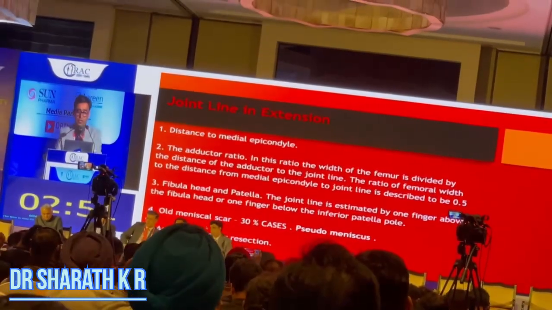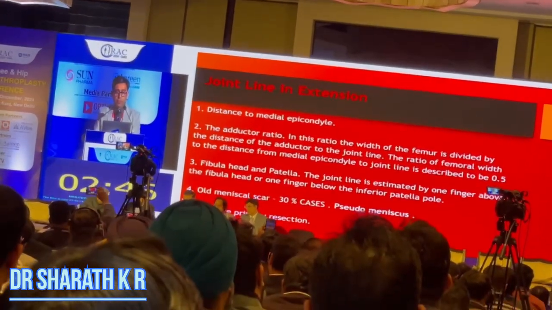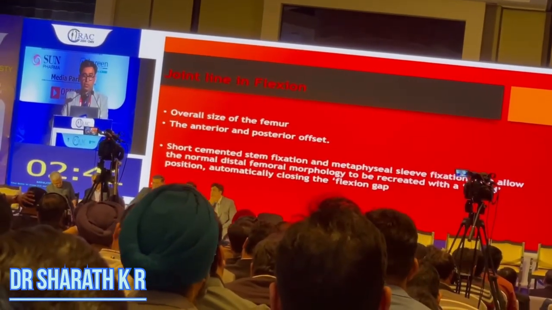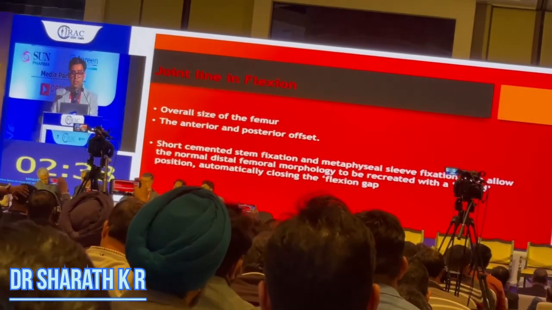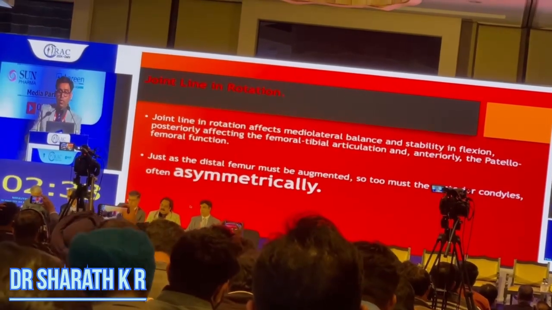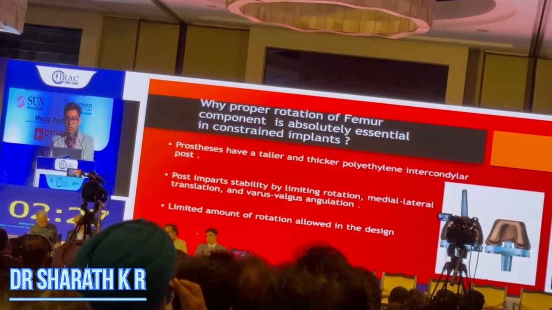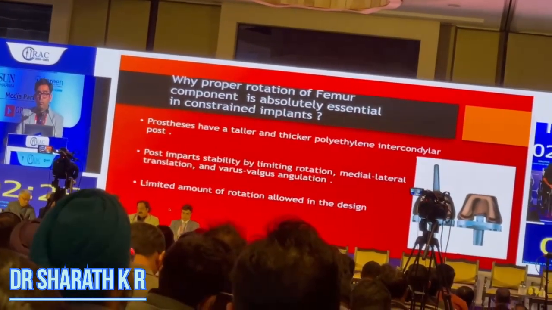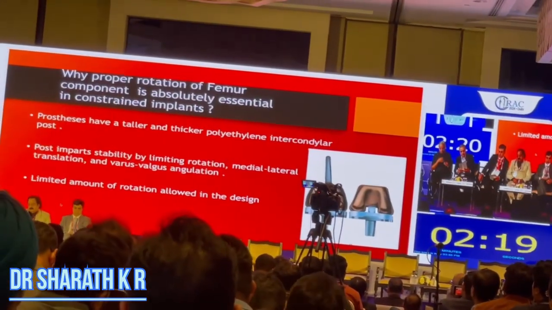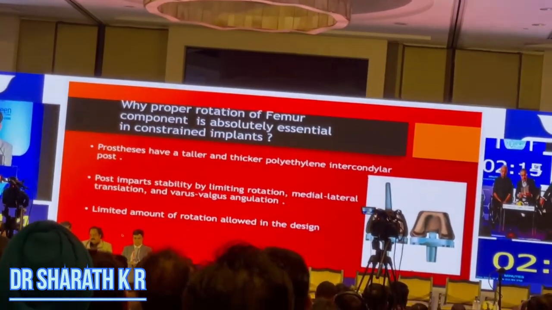So joint line in extension, these are the landmarks: distance from the medial epicondyle, adductor ratio, fibular head, old meniscal scar, accuracy of primary resection. Joint line in flexion: overall size of the femur, anterior posterior offset. Joint line in rotation: we have to put the posterior augments asymmetrically, because, as was very clearly told, the varus valgus or semi-constrained implant has a bigger post and there is no room for rotation. If there is no proper rotation, there will be impingement of the post.